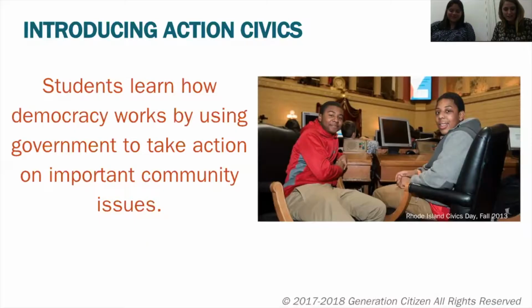Through the process, they learn about government. It's not just the memorizing of the three branches or how a bill becomes a law. It's a chance for students to grapple with real issues, systems, and processes that make an impact in their community.